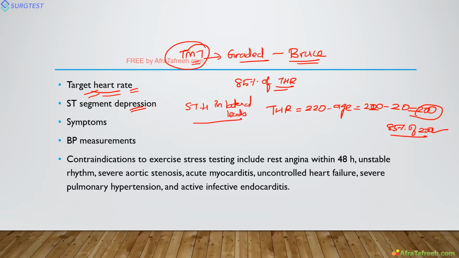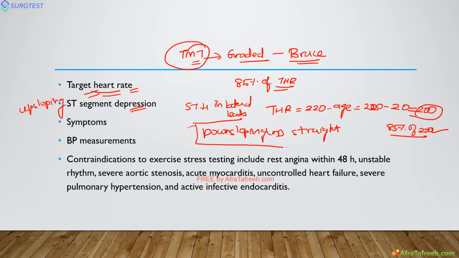Which ST segment depressions are significant? Mainly downsloping ST segment depression, or straight ST segment depression. These are the ones which are significant. For example, when a patient has upsloping ST depression, it is not significant. So mainly you have to look for downsloping or straight ST depression in the treadmill ECG. ST elevation is also significant.